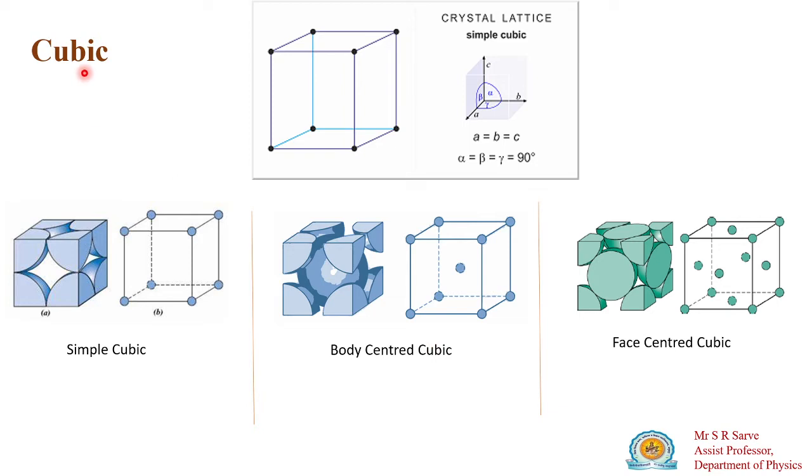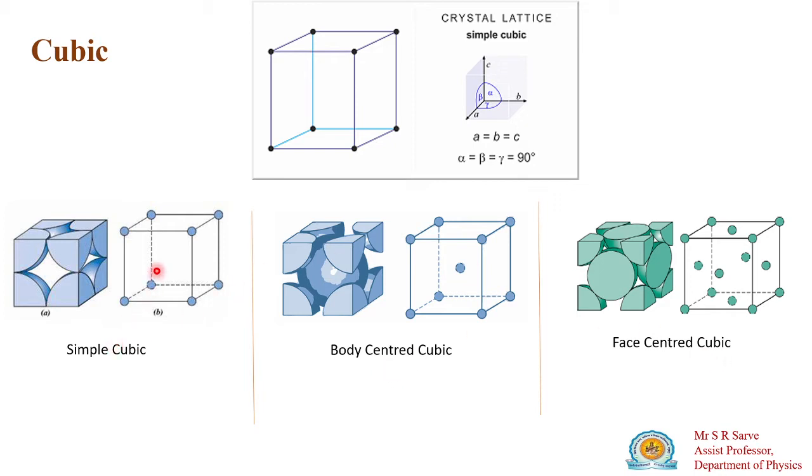So this is cubic. Cubic means all three parameters are the same, a equals b equals c, and all three angles are also the same and equal 90 degrees. If all three sides are the same and all three angles are the same, 90 degrees, then which structure will we call it? Cubic. And cubic is classified into three: simple cubic, body centered cubic, and face centered cubic.